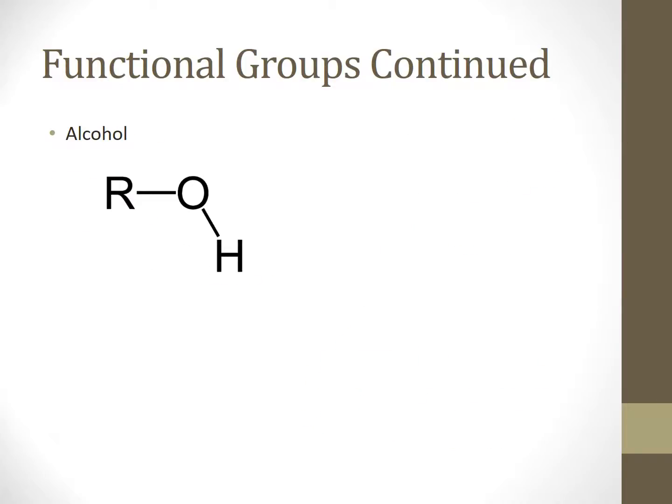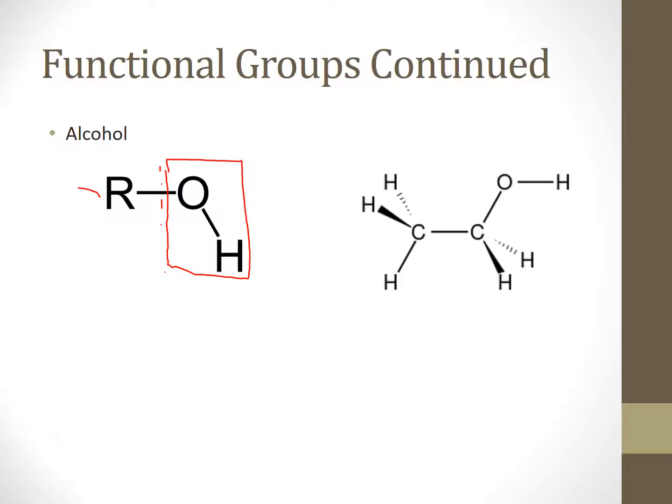Moving forward, the next functional group will be an alcohol. Now, the alcohol is typically one of the easier ones to see because of this OH group on the right-hand side. Once again, the R group is just a carbon chain. It doesn't matter how long that carbon chain is.